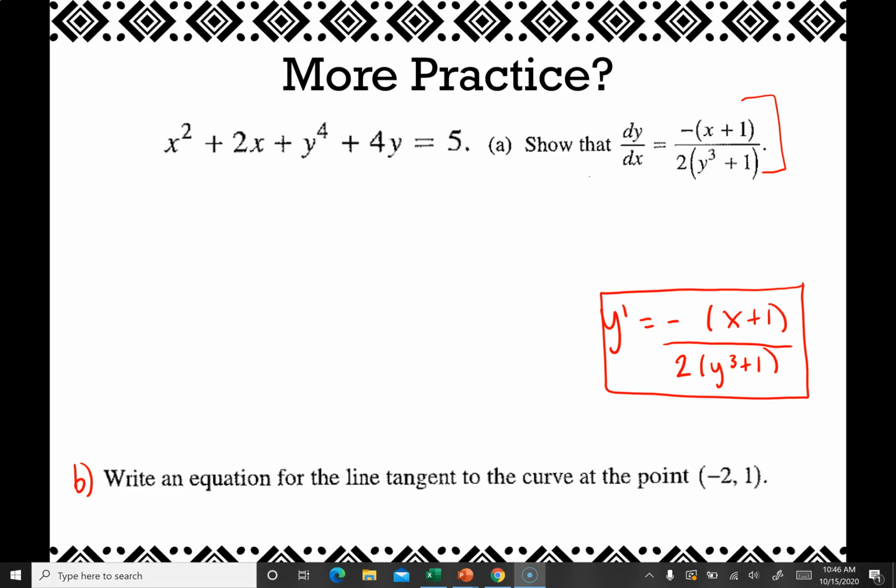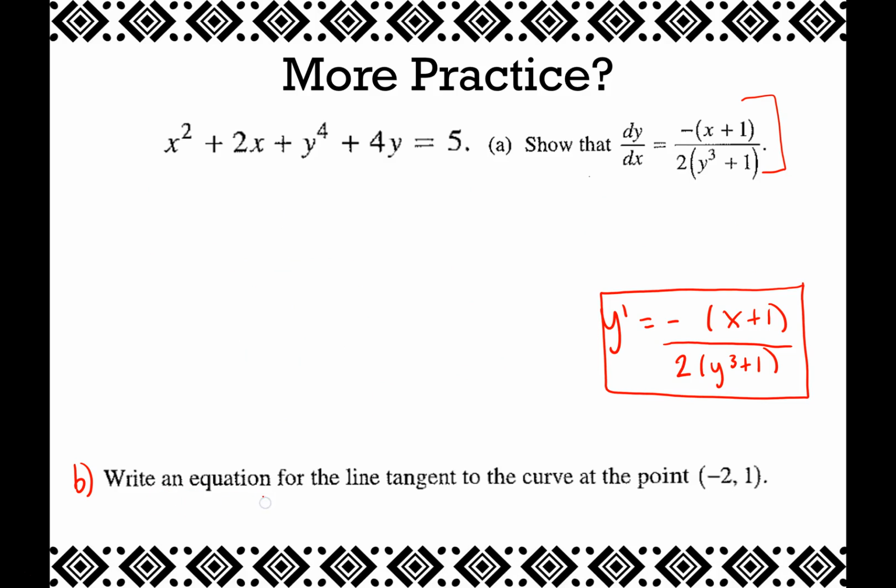Okay, B is asking for an equation, and we always need a slope and a point. Well, look at this. We have a point, so we're good to go on that, but what is the slope? Well, we just found the derivative, and I don't think I've been emphasizing this enough. Implicit differentiation is the same thing as taking the derivative and finding the slope.